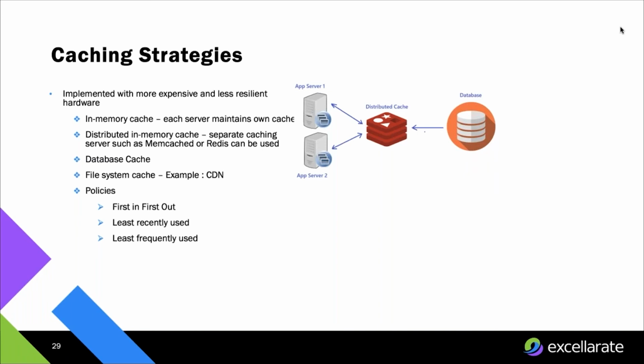So you'll have different types of cache: in-memory cache, where each server maintains its own cache; distributed in-memory cache, where separate caching servers such as memcache or redis can be used; database cache, file system cache like CDN. And then you'll apply different policies: first in, first out, least recently used, least frequently used, right? So that way you can apply how you want to basically serve the users. So it could be the pull or the push methodology, like CDN. We'll go into the next slide and we can talk about that as well.